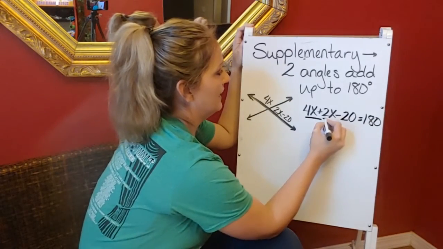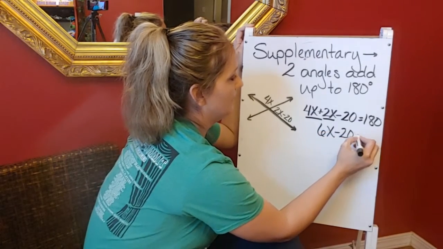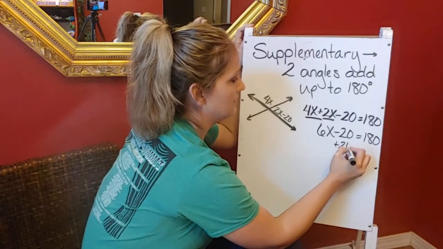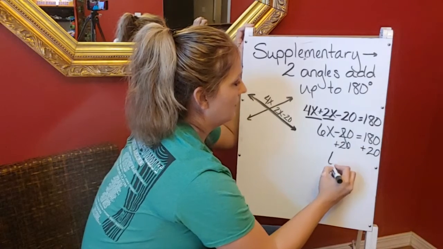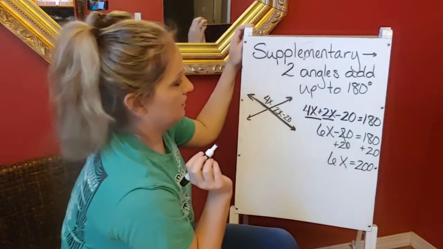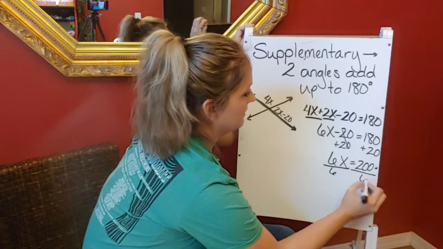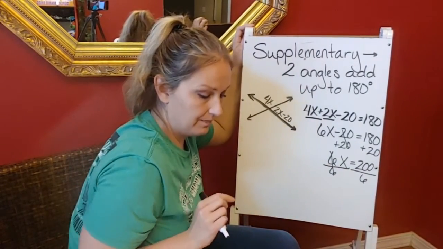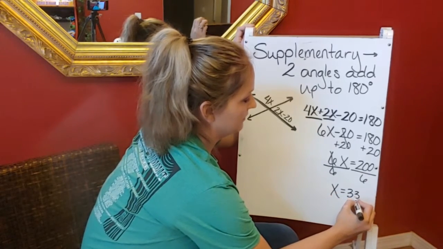We're going to combine our like terms. 4x plus 2x gives me 6x. Minus 20 equals 180. And then I'm going to add 20 to both sides. 6x equals 200. Yep. And then I'm going to divide by 6 on both sides. Now this is not going to go evenly. It's 33.3 repeating.